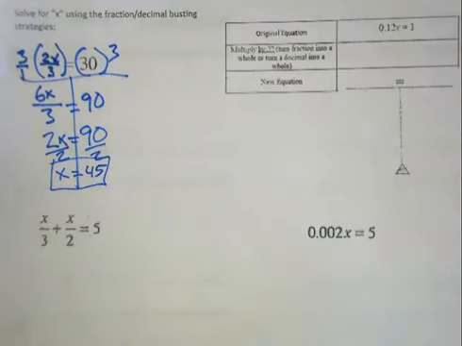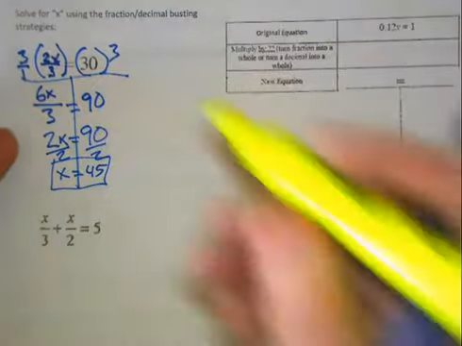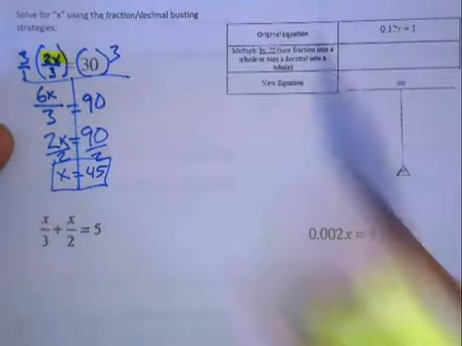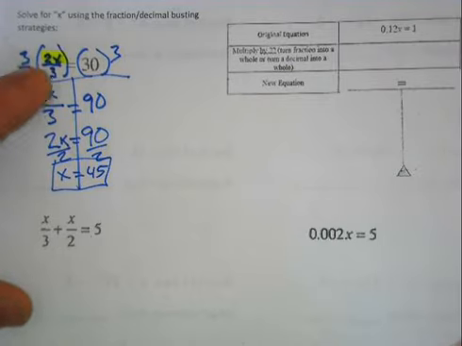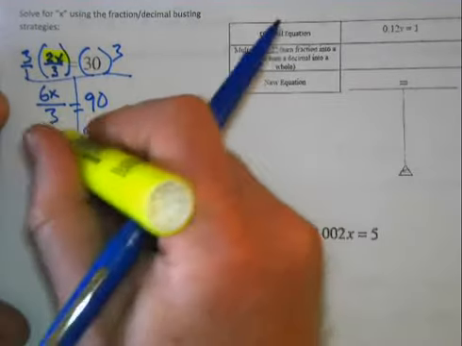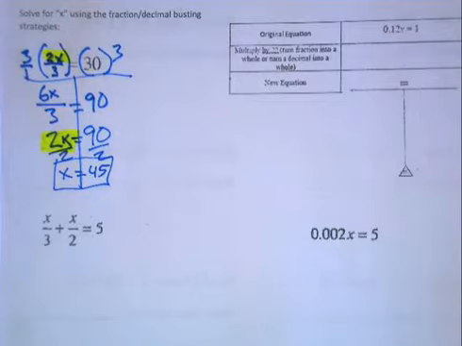One of the things that I want you to notice right here is what survives. We started with 2x over 3, and we multiplied by 3. 3 times 2x divided by 3 ends up being 2x. So there's a pattern here that we should be recognizing.